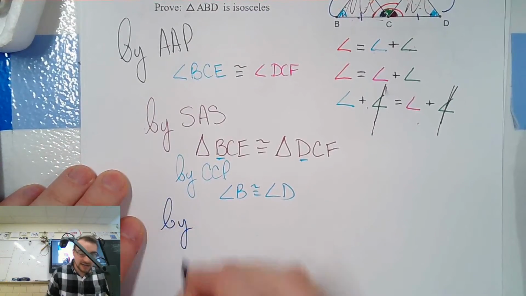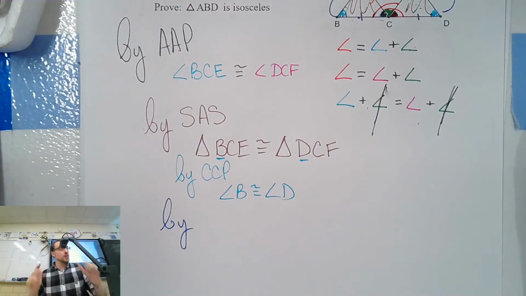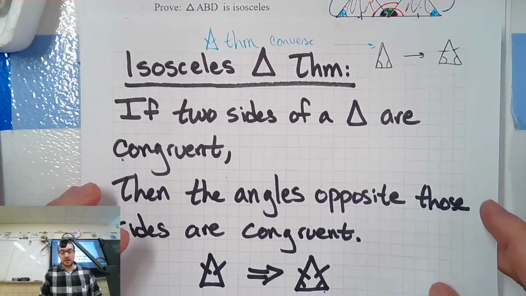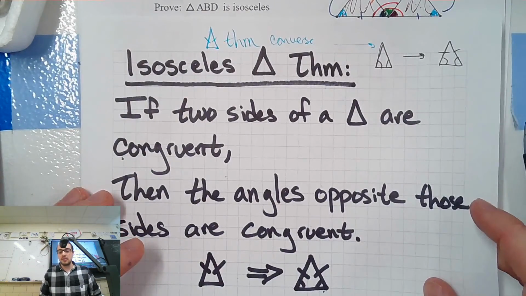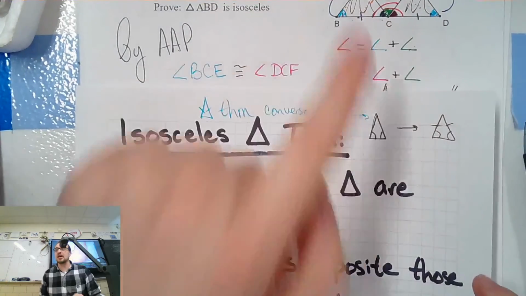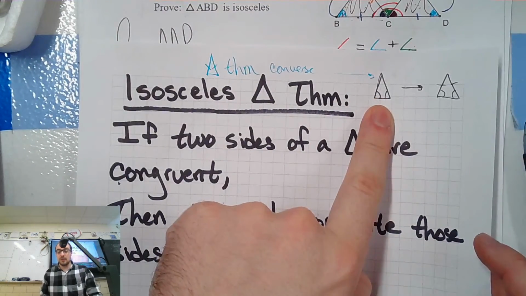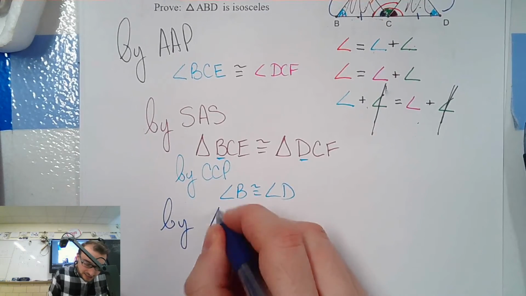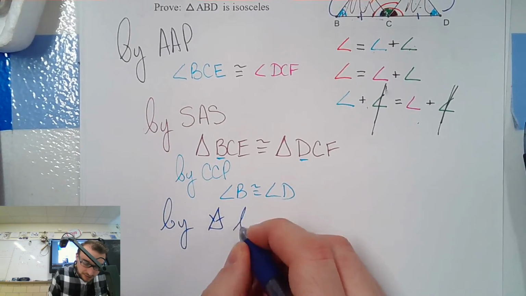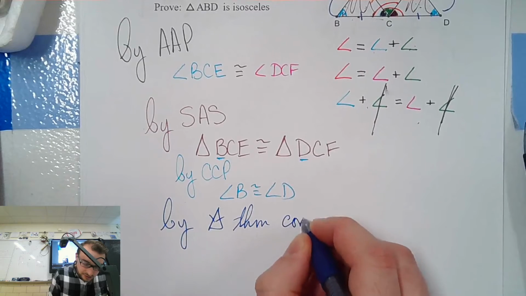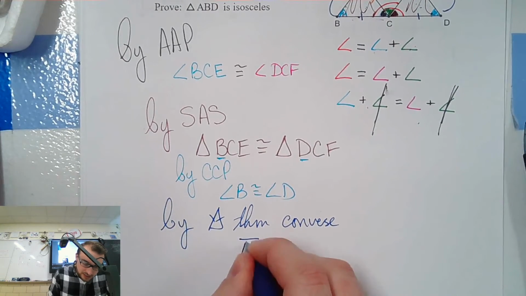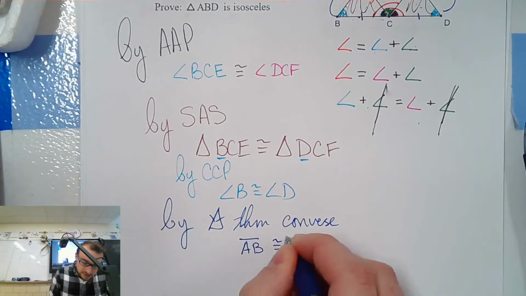Now, what's the theorem that says if the two angles are the same, the two sides are the same? It's this guy, right? Is it the converse or the regular? We're given the angles and we got the sides. The converse, right? We have the angles and we got the sides. By isosceles triangle theorem converse, we know that AB is congruent to AD.